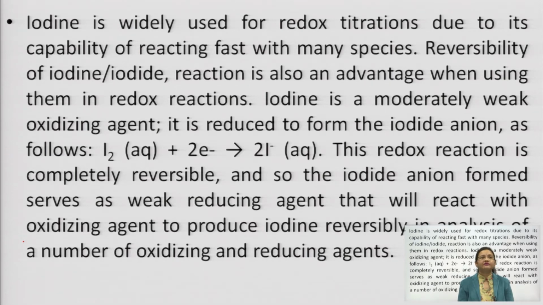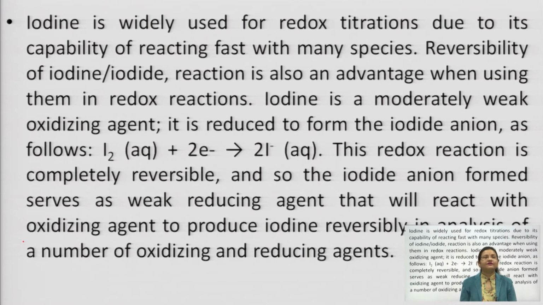Reversibility of the iodine-iodide reaction is also an advantage when using them in redox titration. The second advantage of using iodine as a reagent in iodometry, or redox titration, is that iodine and iodide are reversible with each other. During the reaction, iodine can reverse into iodide form and iodide form can reverse into iodine form, as the chemical reaction may be. So it is also an advantage when we are using iodine in redox reactions or redox titrations.